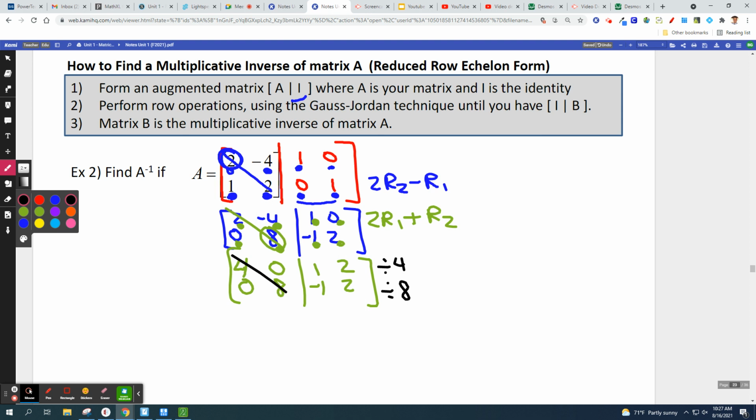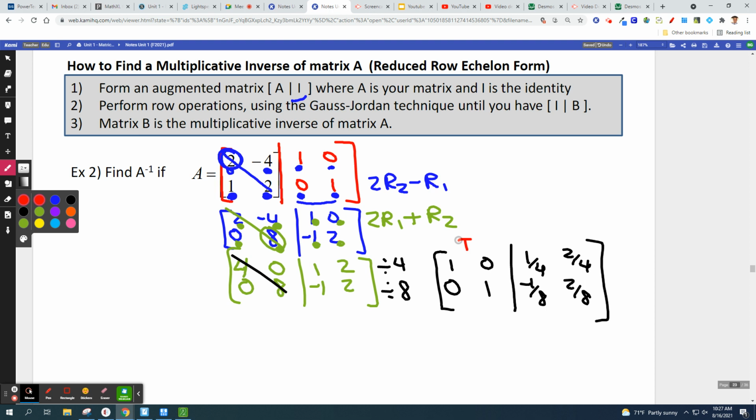By doing it this way, I've allowed you to avoid fractions for most of the way, but now we're going to have them. If you divide by 4 all the way across, you're going to have 1, 0, bar 1/4, 2/4. Second row, if you divide by 8 all the way across, you'll have 0 and 1, -1/8, and 2/8. And you should notice that you've got the identity on the left. That's what we're looking for.